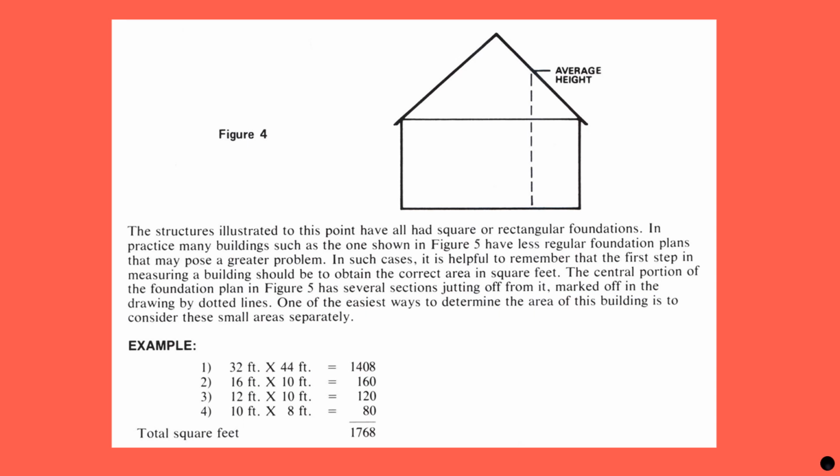The central portion of the foundation plan in Figure 5 has several sections jutting off from it, marked off on the drawing by dotted lines. One of the easiest ways to determine the area of this building is to consider these small areas separately. Example: 1. 32 feet by 44 feet equals 1,408. 2. 16 feet times 10 feet equals 160. 3. 12 feet times 10 feet equals 120. 4. 10 feet times 8 feet equals 80. The total square feet is 1,768.